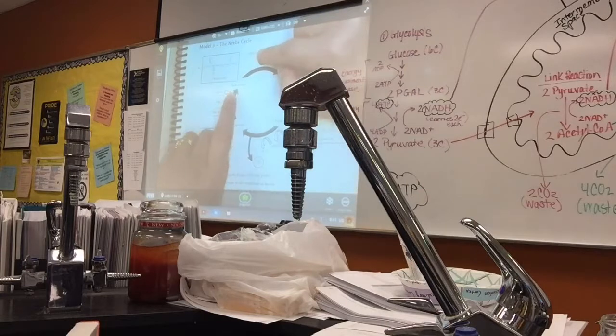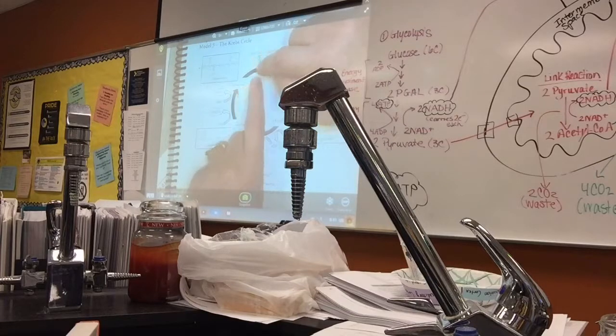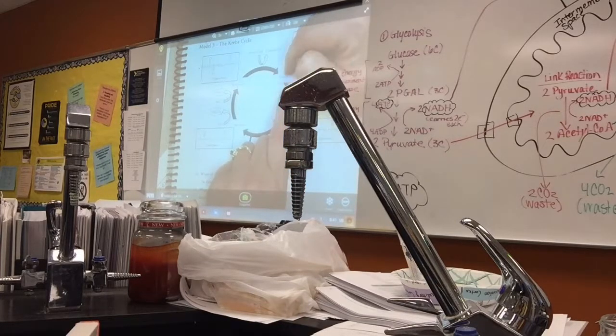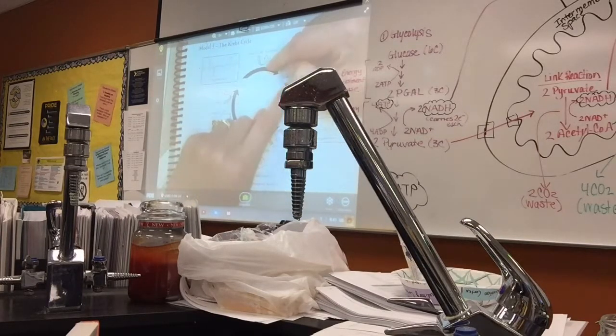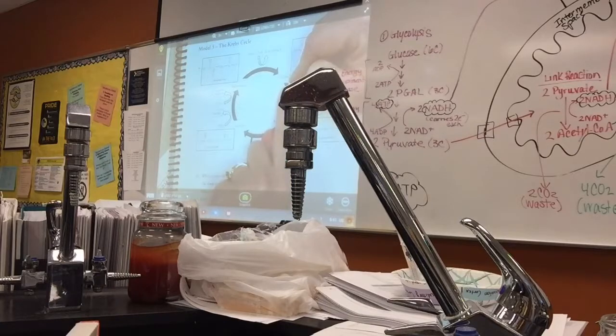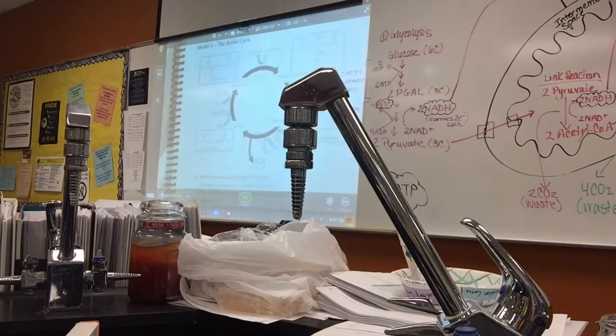So the acetyl group comes and reacts with this low energy molecule. We said that this has the lower potential energy. Acetyl group reacts with oxaloacetate to form citrate, and we just said that citrate is a high energy molecule. So therefore the acetyl group must have a high potential energy. All right? And so that's the answer there.